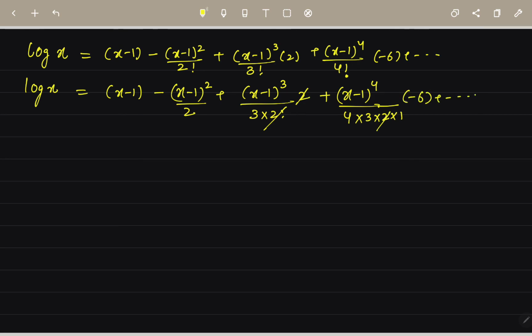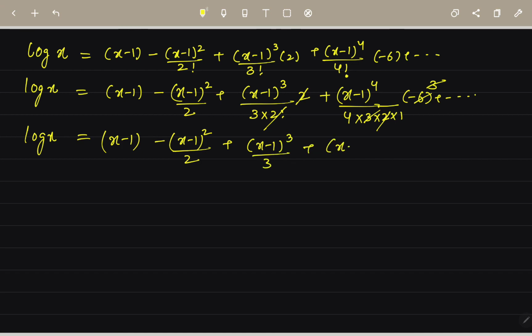So from here, 2 threes are 6 and the 3 also gets cancelled. So the main expression becomes x minus 1 minus x minus 1 whole square by 2, similarly x minus 1 whole cube by 3, then x minus 1 whole 4 by 4, which is minus, and so on. Hence solved. Thank you.